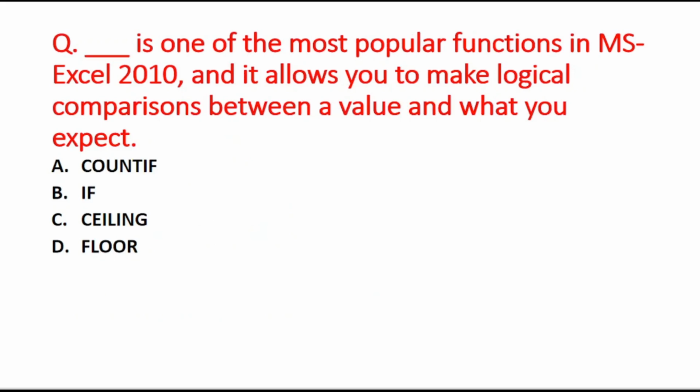Next question is, which blank is one of the most popular functions in MS Excel and it allows you to make logical comparisons between a value and what you expect? A option is COUNTIF function, B option is IF function, C option is ceiling and D option is floor function. So the right answer is option B, that is IF function.